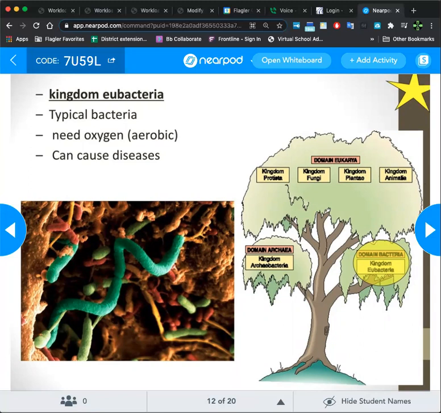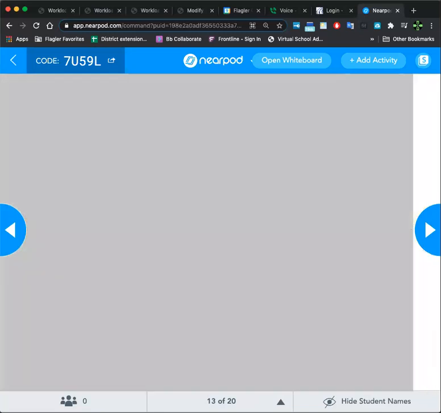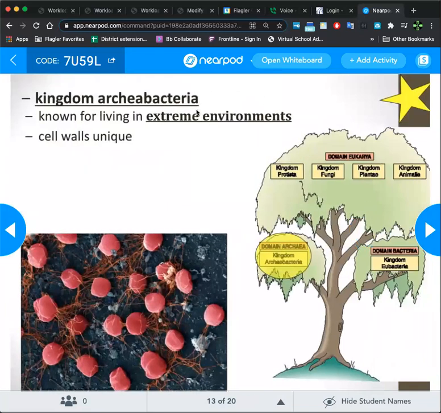They're everywhere. Okay, and then your other kingdom of prokaryotes is going to be your archaeobacteria, and really the best way to remember this is they can live in extreme environments. So this could be extreme heat or extreme acidity, you name it. And the reason they can survive in these extreme environments is because their cell wall is a little bit unique and allows them to survive there.